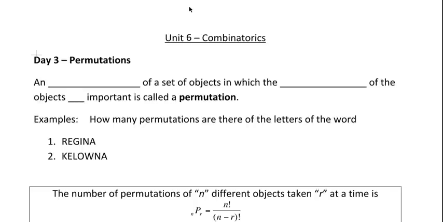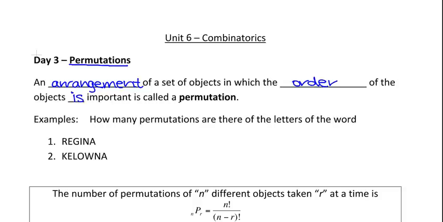Part 3 of Unit 6 is permutations. So what is a permutation? It's a new word for you, and it means an arrangement of a set of objects in which the order of the objects is important. So we call this a permutation.